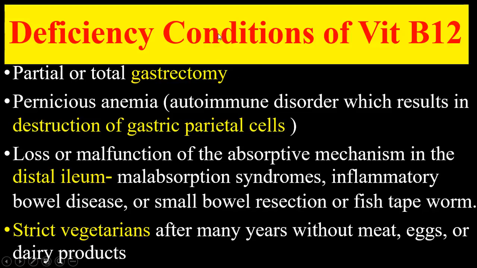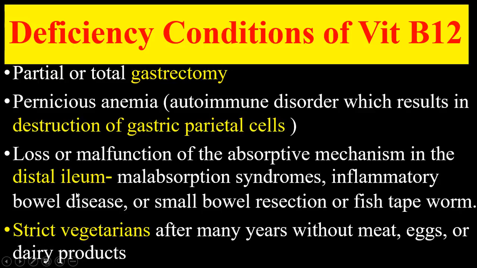So what might be the deficiency conditions? It is quite common sense, because gastrectomy is one of the conditions where there may be deficiency, because we don't have intrinsic factor secreted by parietal cells, and destruction of gastric parietal cells by an autoimmune process, known as pernicious anemia. This is also a deficiency condition, because there is no intrinsic factor.